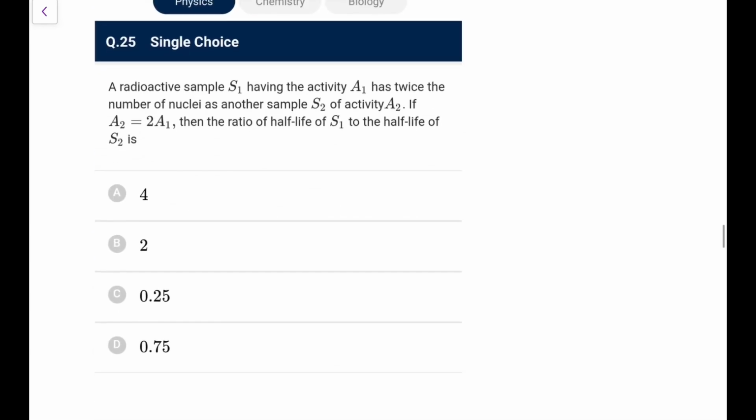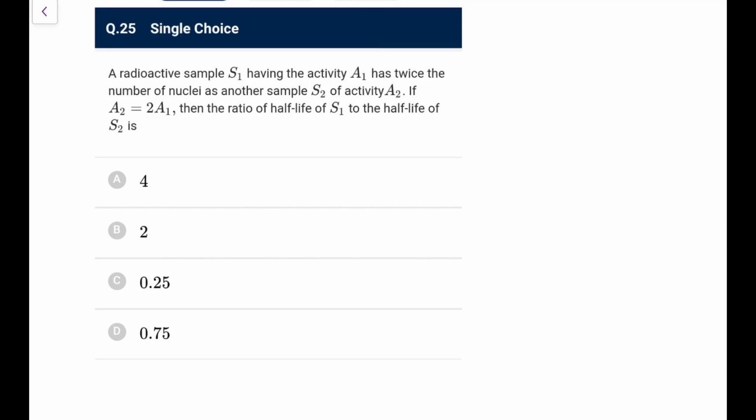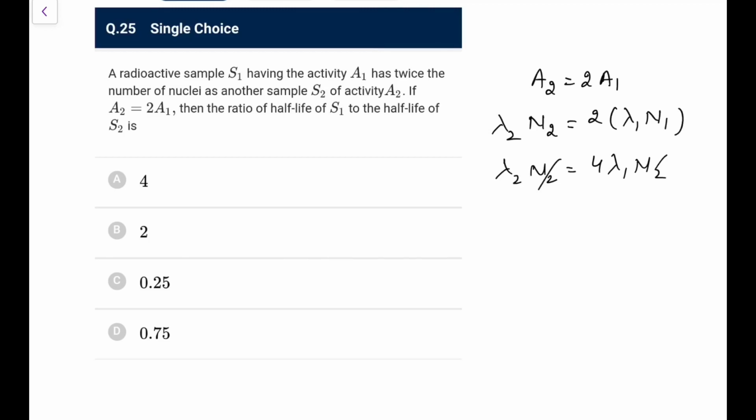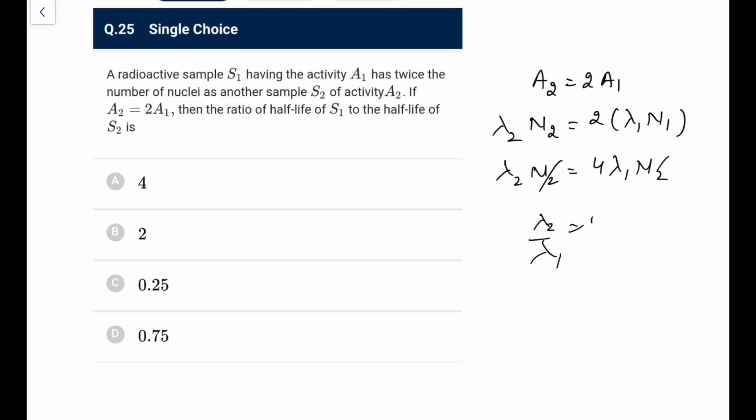Next one. A radioactive sample S1 having the activity A1 has twice the number of nuclei as S2 having A2. If A2 is twice of A1, find the ratio of half-life of S1 to half-life of S2. Again, a very common question. So A2 is twice of A1, that is the given. A2 would be lambda 2 into N2, and A1 is lambda 1 into N1. Now what is given? S1 has twice the number of nuclei as S2. So N1 is twice of N2, so it becomes 4 lambda 1 N2 equals lambda 2 N2, N2 goes. So lambda 2 by lambda 1 is 4:1, and that is inverse of half life, you know, that is T1 half upon T2 half is 4:1. Go for option A here.